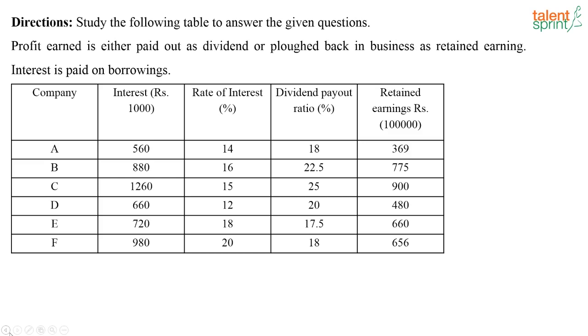Next. Now let's move on to the next set. This was the table data interpretation set that some of you wanted me to take up. What is given here? Study the following table to answer the given questions. Profit earned is either paid out as dividend or plowed back into the business as retained earning. Interest is paid on borrowings.